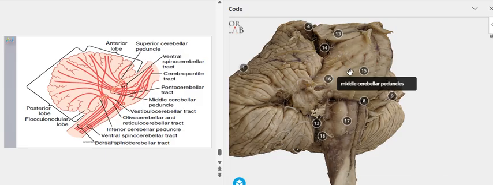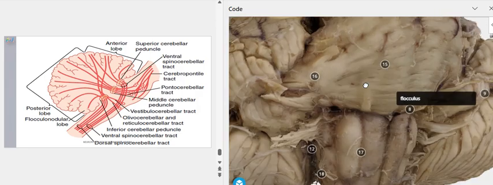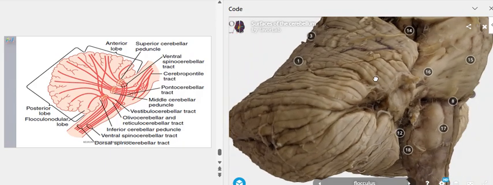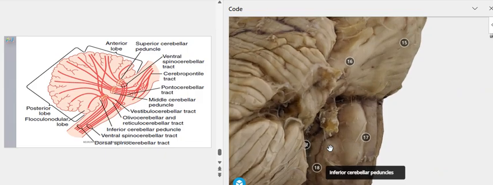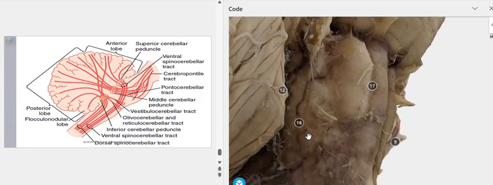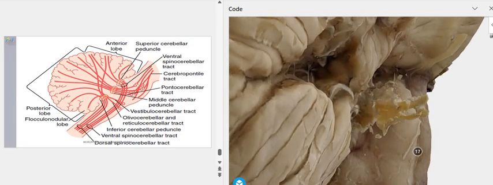This is how signals are able to gain entry into the cerebellum, and we are also able to see the inferior part. This also represents a group of fibers as they gain entry into our cerebellum.